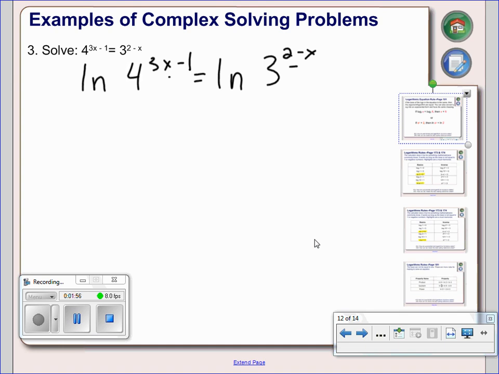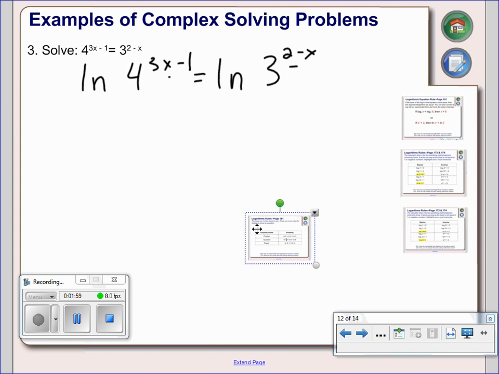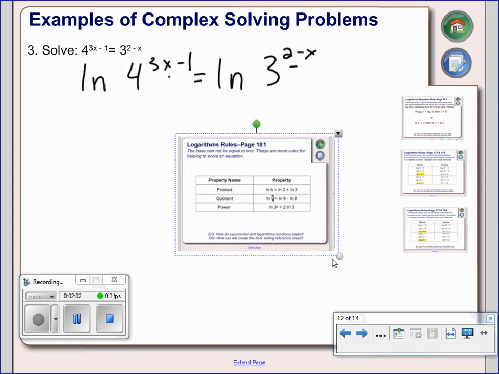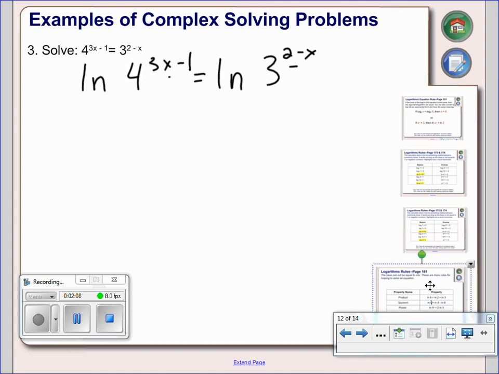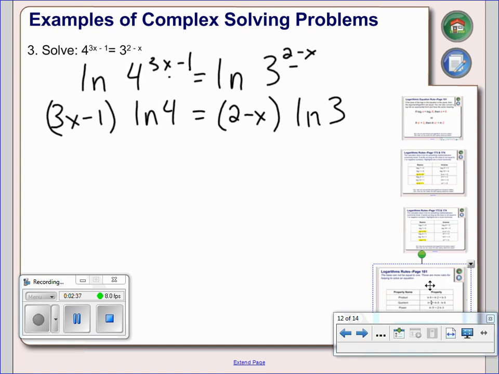which, again, is part of these rules that I told you about. That property says I can take the power and multiply it to the logarithm without changing its meaning. So now I can write 3x minus 1, and I'm going to place it in parentheses so that you can see that it is being times natural log of 4. These two things are being multiplied, not necessarily run together. And then equals, parentheses, 2 minus x, close it, natural log of 3.